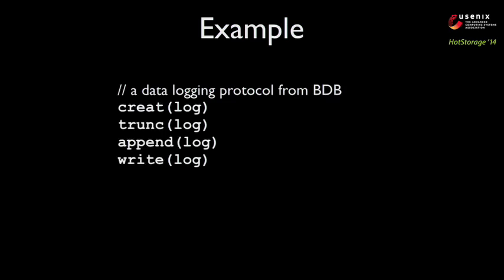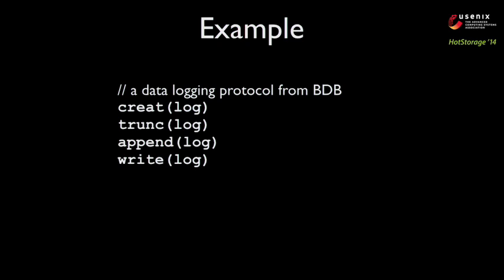So here's a protocol from Berkeley DB. What does it do? Creates a log, truncates it, then appends something to it, then writes to it. That's what a protocol looks like. This is just one of many protocols hidden inside of Berkeley DB. Is it correct? Does it make sense?